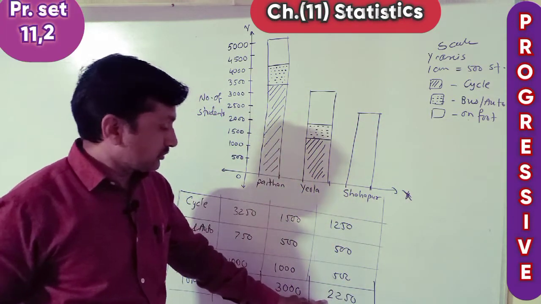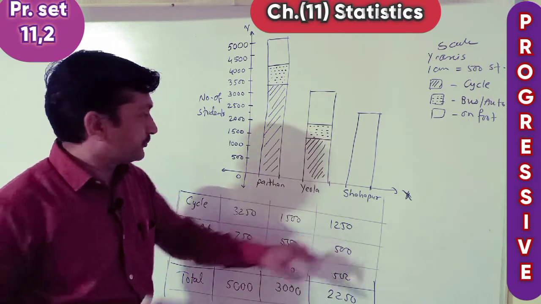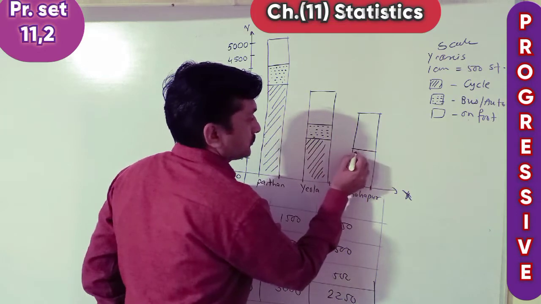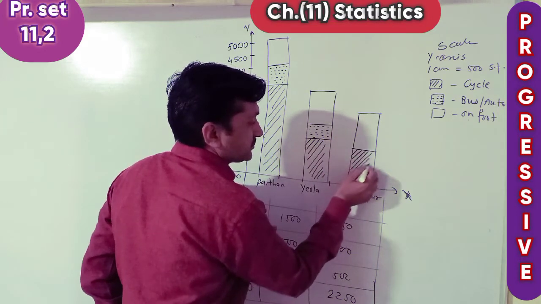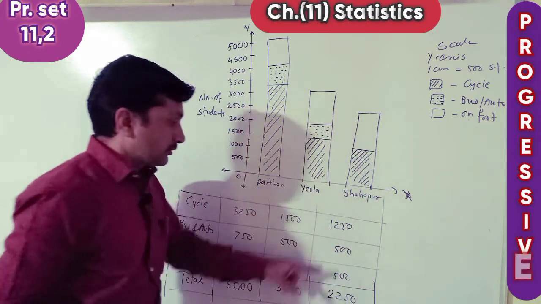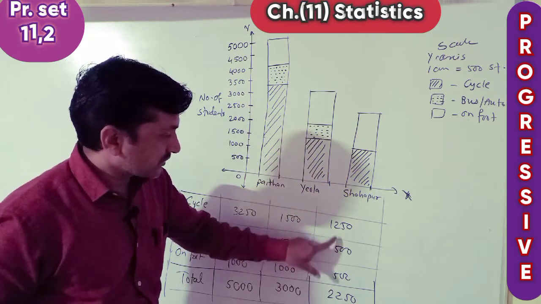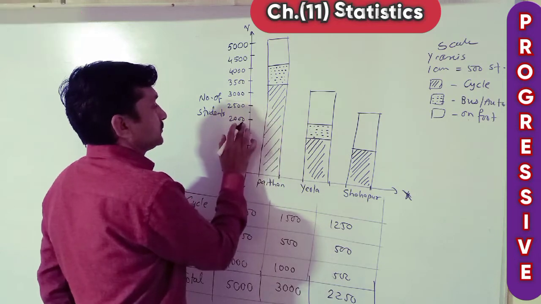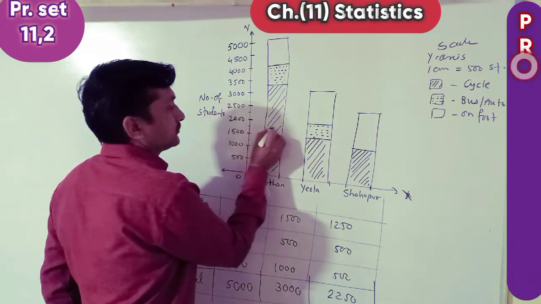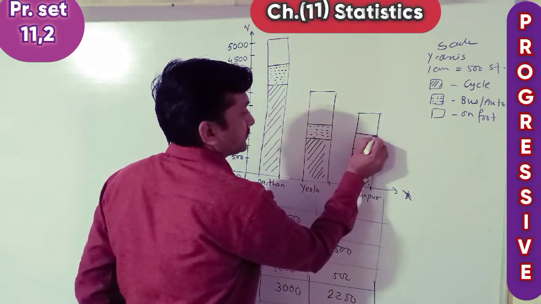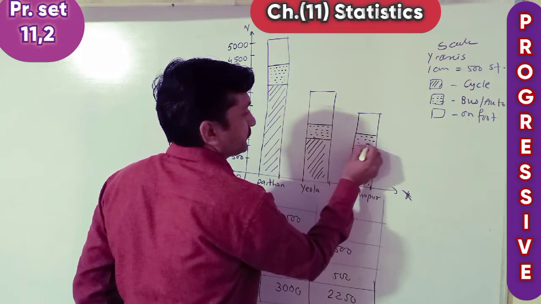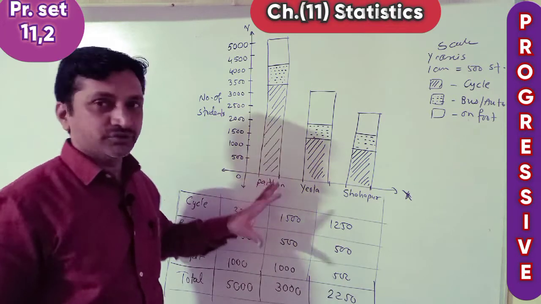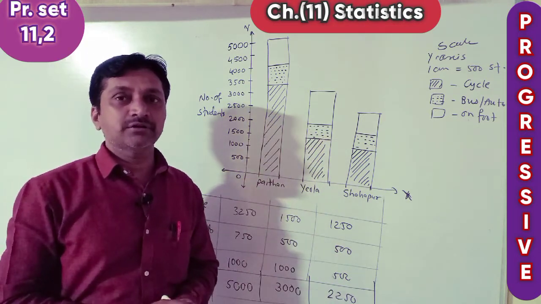Third total is there 1,250. 1,250 is here, show it by lines. Then addition here 1,750. 1,750 is here, mark here 1,750, and remaining automatically we get 500. In this way 3 modes we can show by subdivided bar diagram.